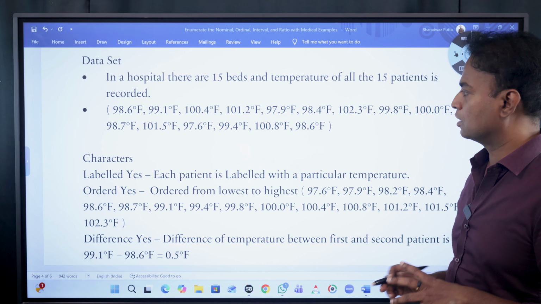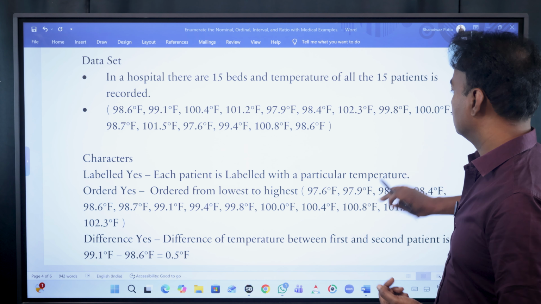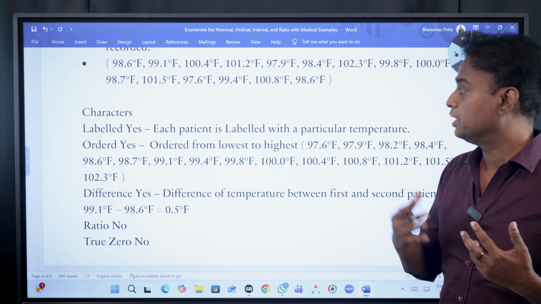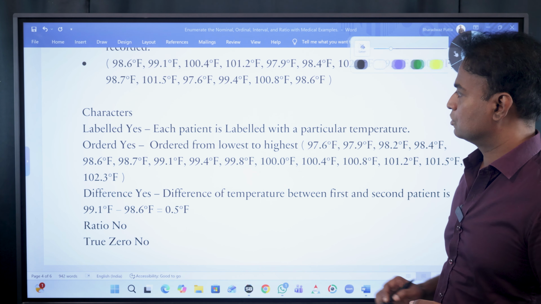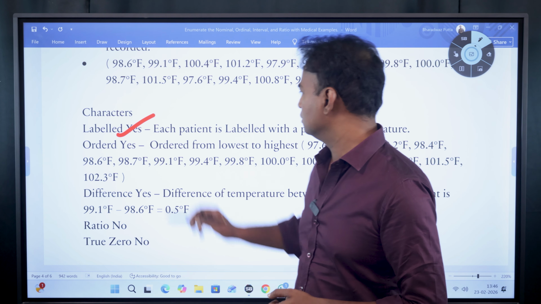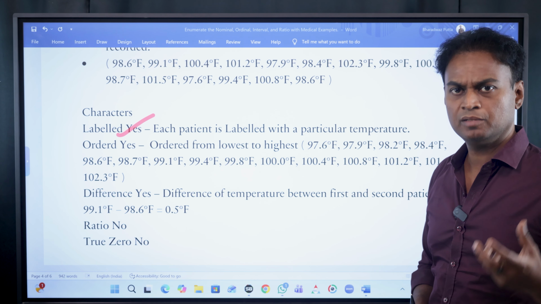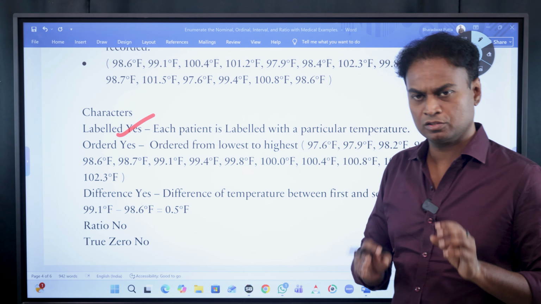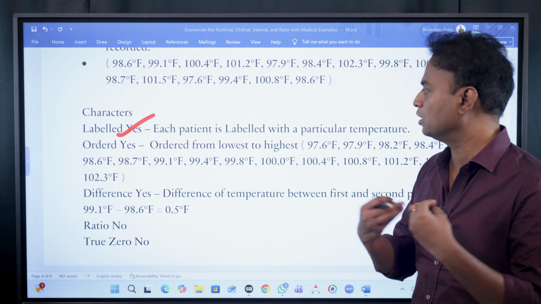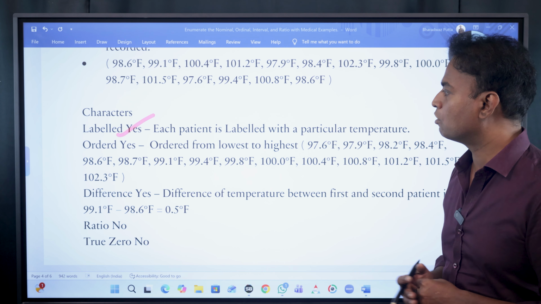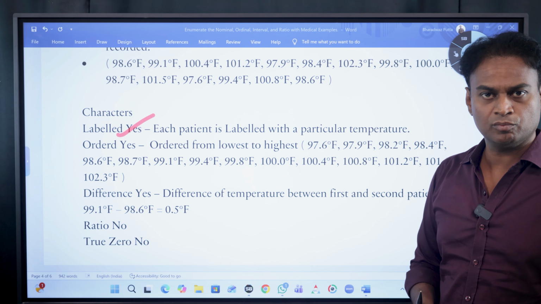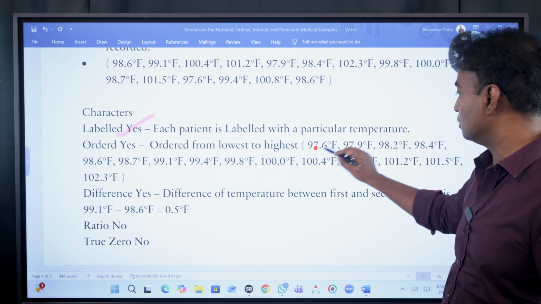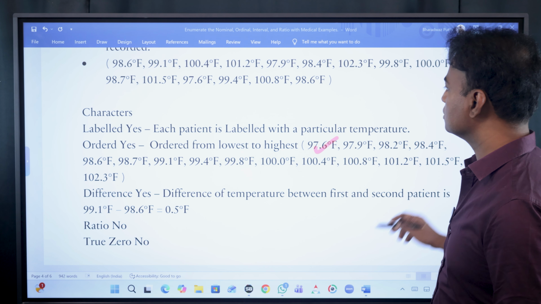Let's check what are all the characters we can have for this data set, where the data set can be measured with interval scale. Okay, first one, can you label the data? Yes, each patient can be labeled with a particular temperature. First patient has a particular temperature, second patient has a particular temperature, so you are giving a name or labeling the patient. Can you order it? Yes, you can order. You can order from lowest temperature to highest temperature. 97.6 degrees Fahrenheit is the lowest temperature of the patient, and what is the highest temperature?